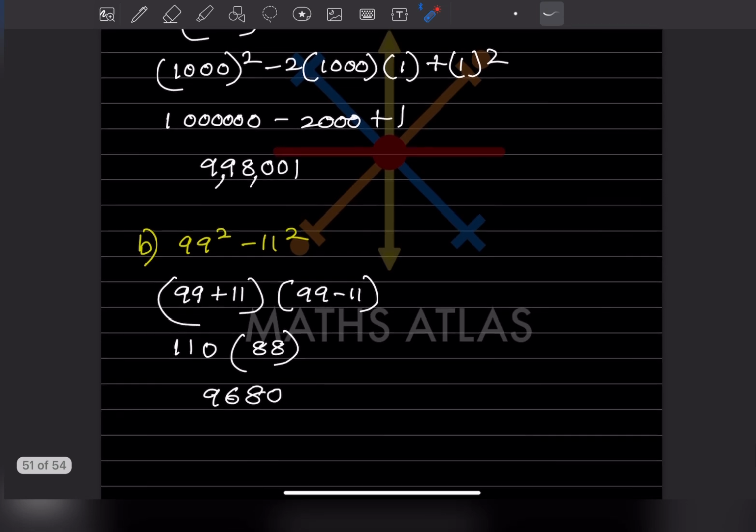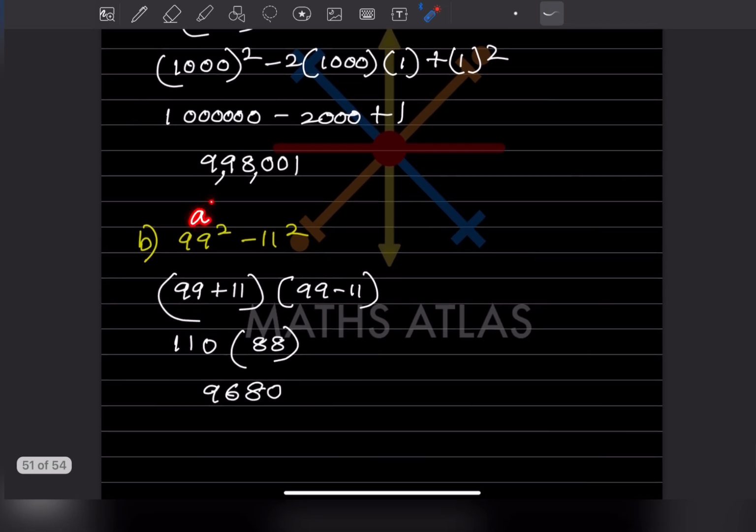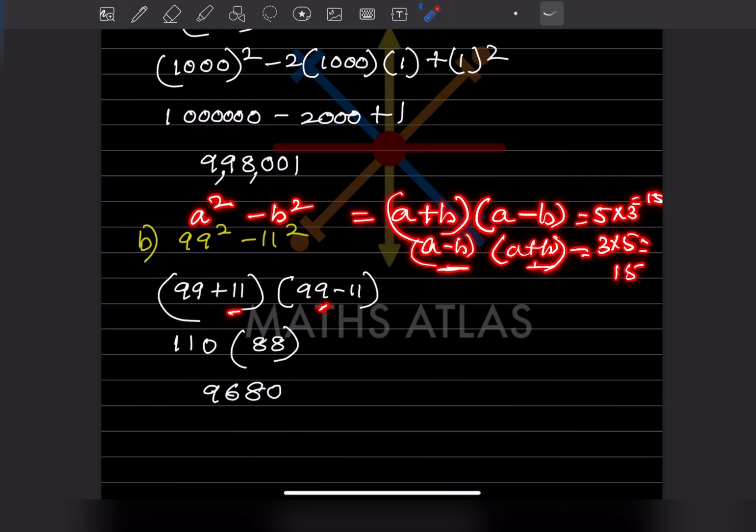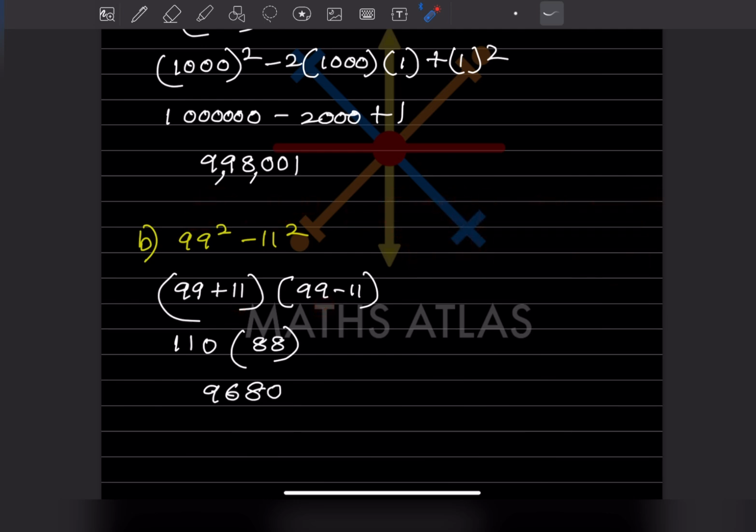Now here we can see this is already a square minus b square. So that is going to be (a minus b) and (a plus b). Both ways are fine, because both are the same. 5 into 3 is 15, and 3 into 5 is also 15, so it doesn't matter what you write. So here I wrote a plus b and a minus b.